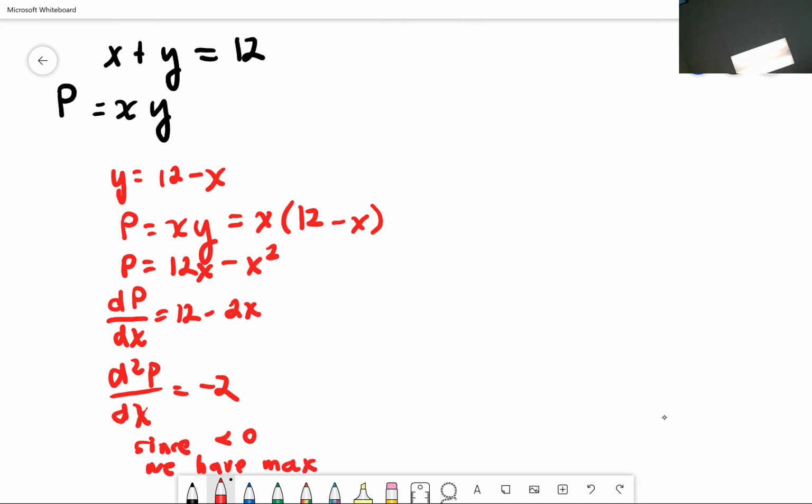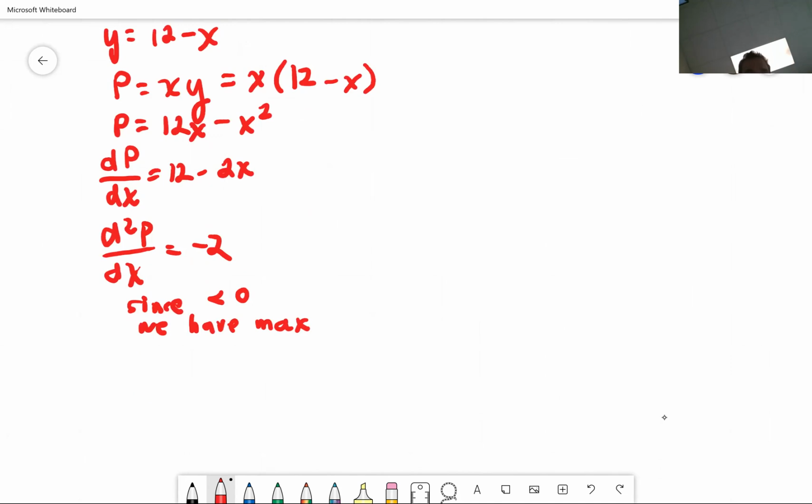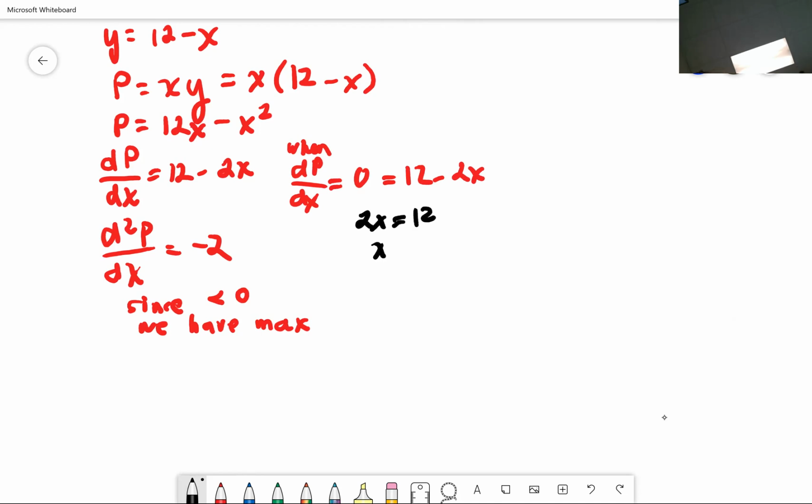So then I can go ahead and solve for x now. Remember, we usually have to use our test points, so we don't do our derivative until we do our test points. So when dp dx equals 0, we have 12 minus 2x. That's when we test for stationary points. 2x equals 12, x equals 6.